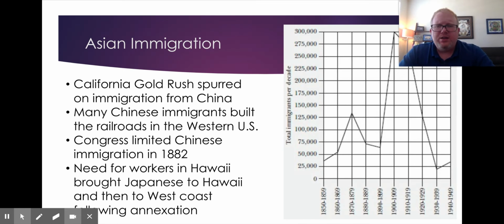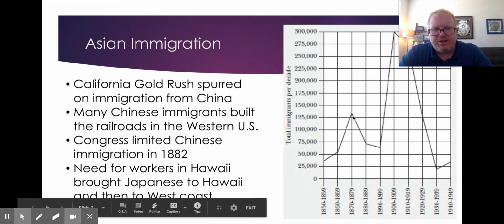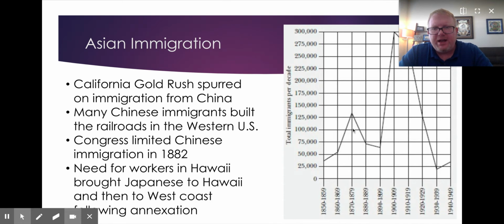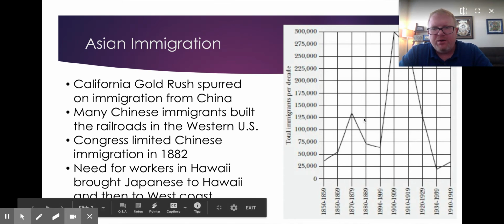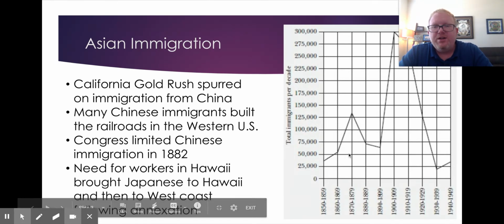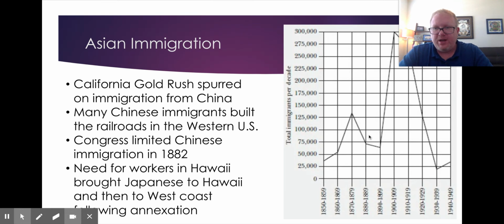Now, even though it started with the Chinese, and we'll look at specifics in just a little bit, the big Chinese boom of immigration, as you can see here, the first one was during this period, and then there's a second period where you see a lot of immigration in our country. Now, this is total immigration in our country, and a huge amount of it was Chinese, okay?